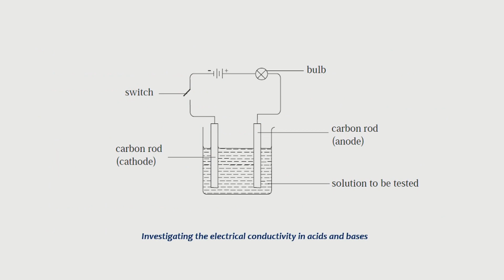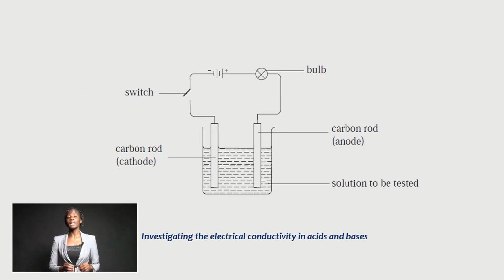Now, for an acid, if you look at the setup, we have the anode and we also have the cathode, and then we have the solution that is to be tested. If, for example, in that solution we add HCl, HCl has a positively charged ion, which is hydrogen, and a negatively charged ion, which is the chloride ion. Now, as mentioned earlier, the hydrogen ion will go to the cathode, which is negative, and the chloride ion will go to the anode, which is positive. When this takes place, if you put on the switch, the bulb will light.